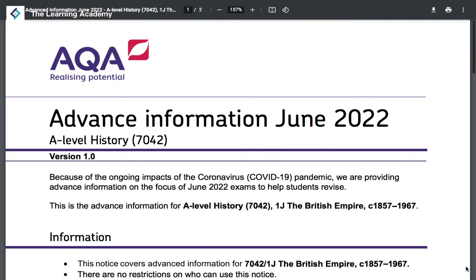As a result of the coronavirus pandemic, the exam boards, and specifically AQA in this example here, have taken it to be able to release a number of pieces of advanced information for your exams. Now, ultimately, what the advanced information documents are supposed to do is to give you the kind of things that are going to be covered in the exam, and as a way to help students revise.